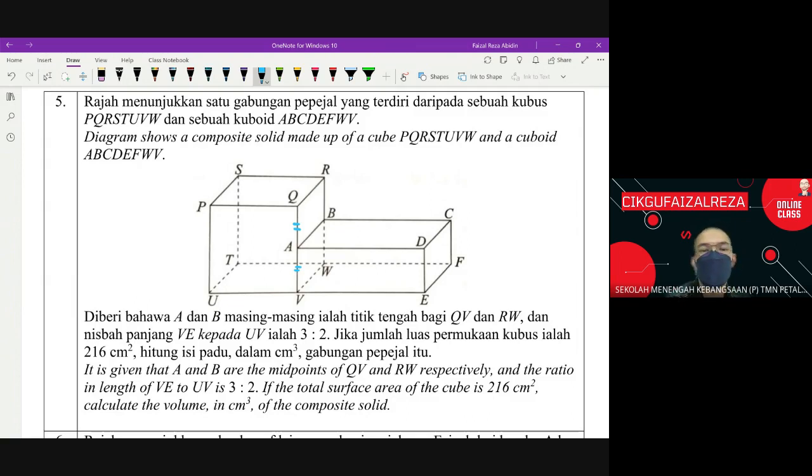And the ratio in length of VE to UV. Where is our VE over here? This one. VE to UV here, VE is 3 and UV is 2. When you read, you must know what the question is talking about. Okay, VE to UV is 3 to 2.